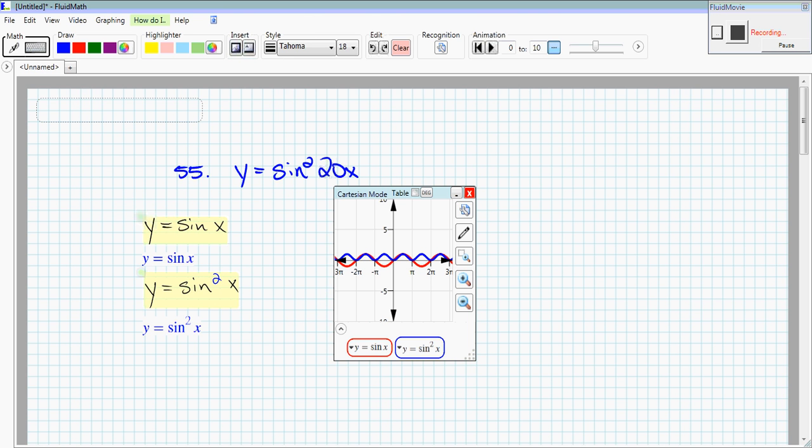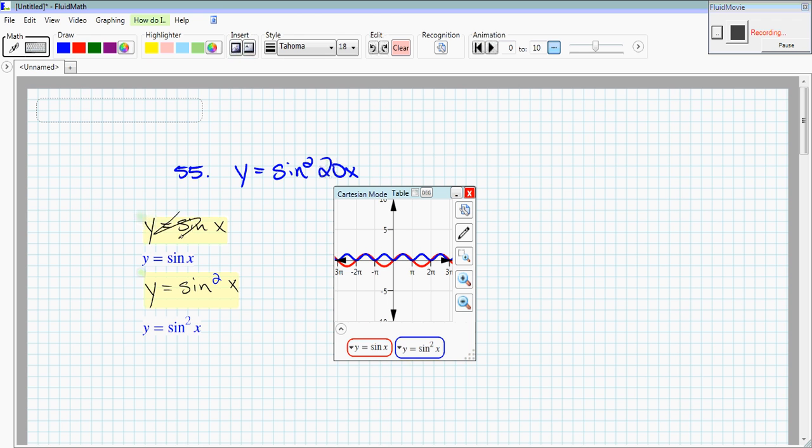Okay. If you look, the max value is still the same, positive 1. However, it does not drop below the x-axis because y is never going to be negative, and that's because sine squared of x is the same as the value of sine x squared. And every time you square either a positive or a negative, the resulting value is going to be positive. So that's something to keep in mind.